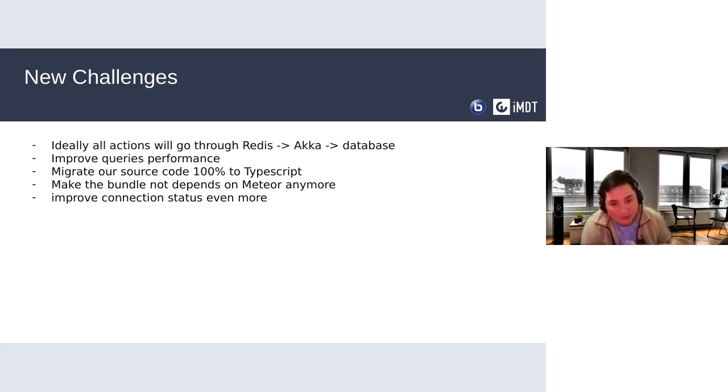Also, make the bundle not depend on Meteor anymore. The bundle of the project is still on Meteor. We are working on that now that we have removed Meteor, but the idea is to make the bundle using Webpack or another tool. And the last point is to improve the connection status even more, because Meteor is a great tool. It has a lot of status information for connection, data receiving, and so on, and our connection status is really based on this. Now we have to implement our own versions, having our RTT calculators made in the project, no longer using the Meteor one.